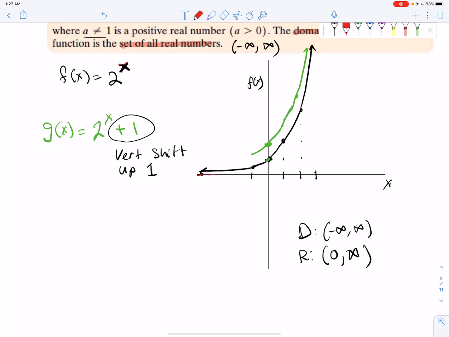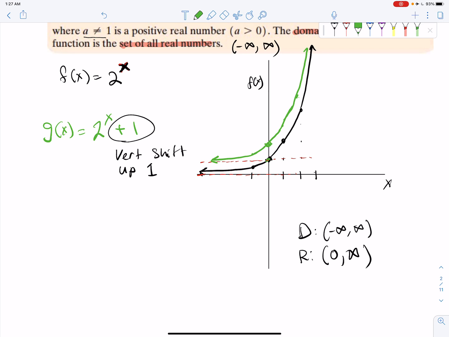Remember before, our original was going close but never crossing 0. Well, since everything shifted up by 1, my new green function is going to come down, down, down, but never cross 1. So it has that kind of look. So we can do vertical shifts.